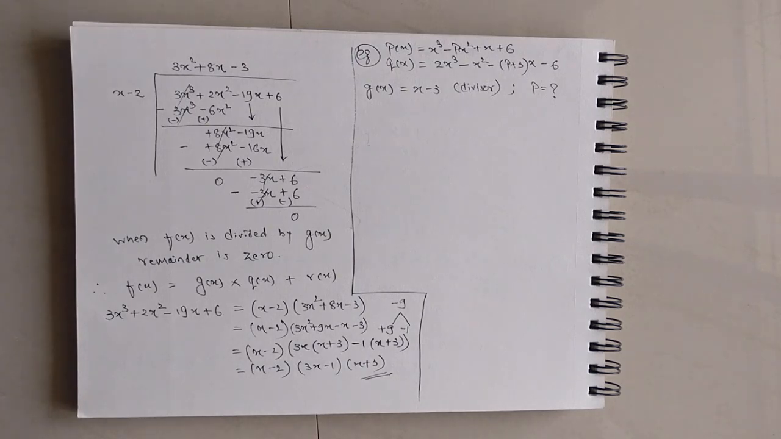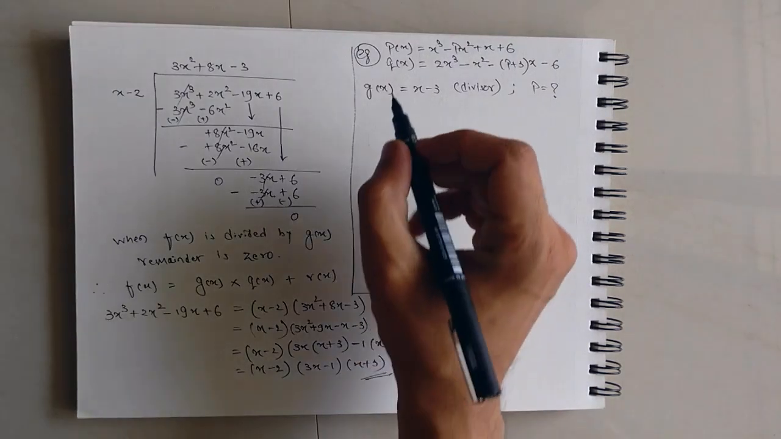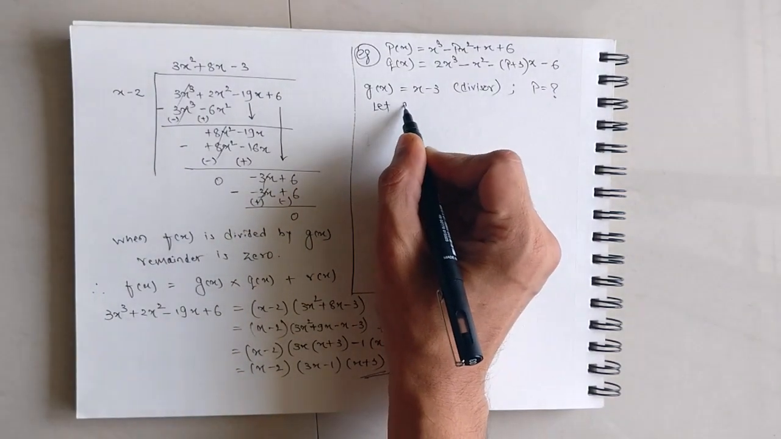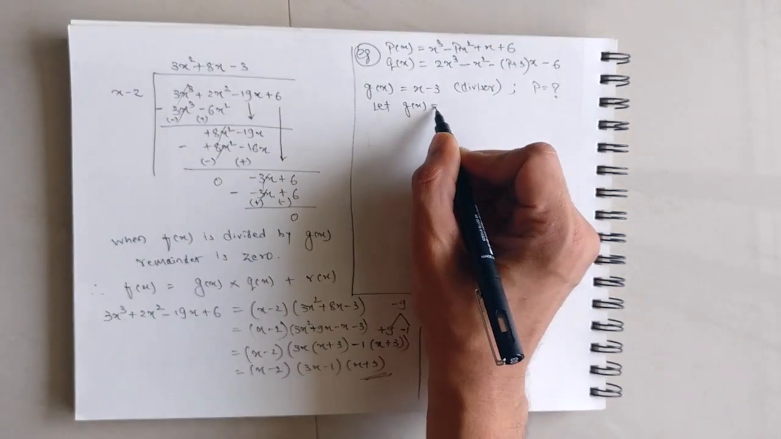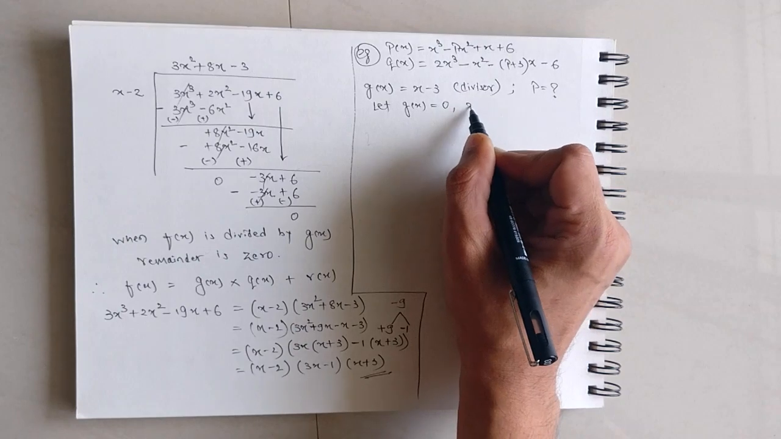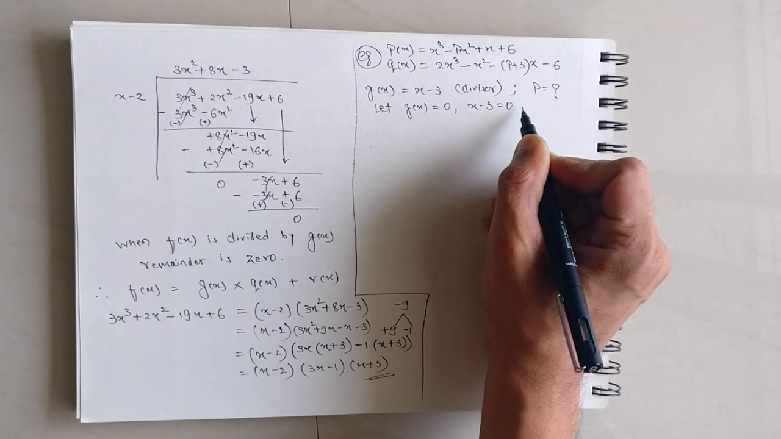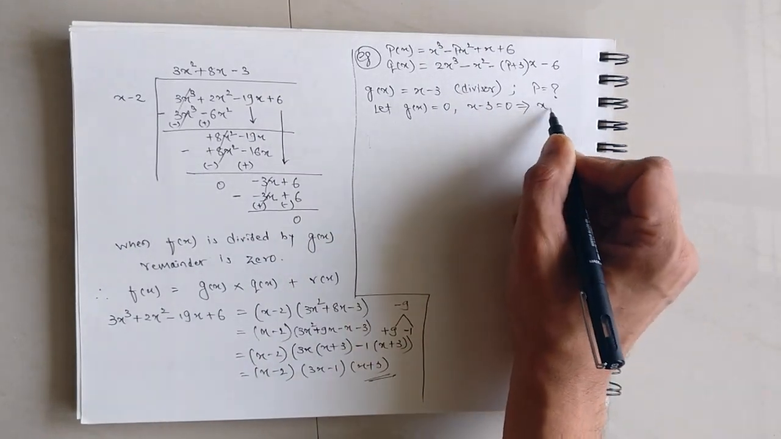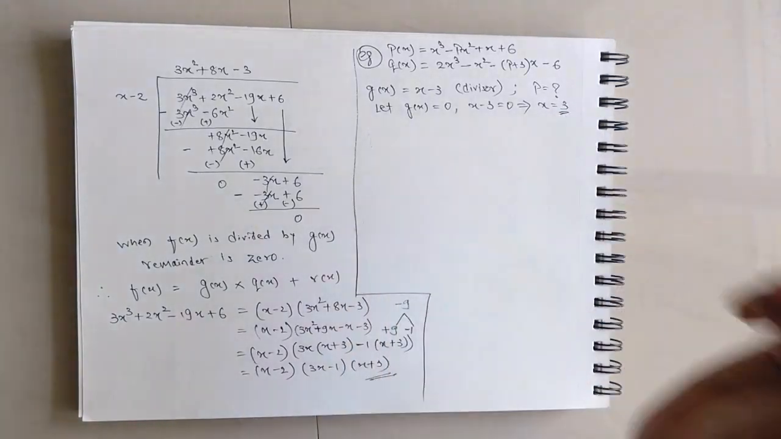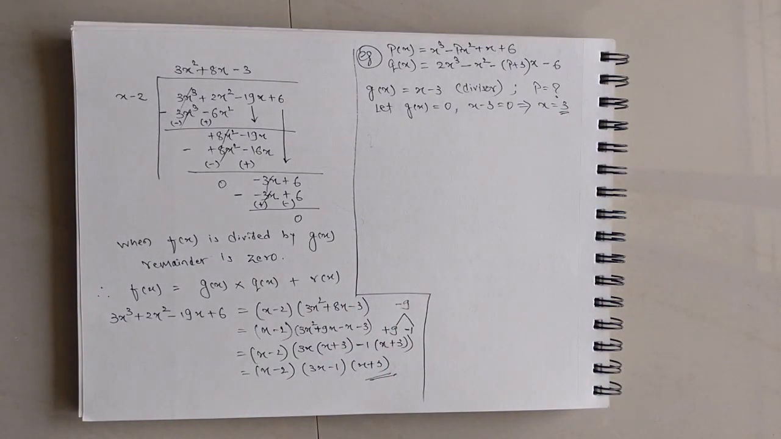So first we will find the value of x that is 0 of the polynomial. Let g of x is equal to 0. That means x minus 3 is equal to 0, which means x is equal to 3. So we found the value of x. By equating the divisor with 0, we first find the value of x. Now we put the value of x one by one in p of x and q of x, right?